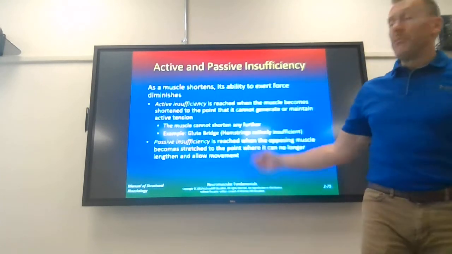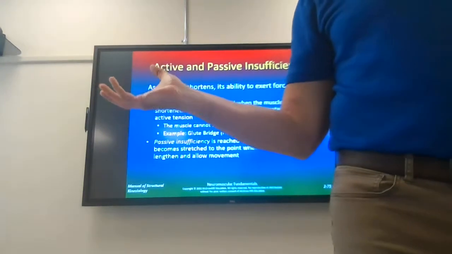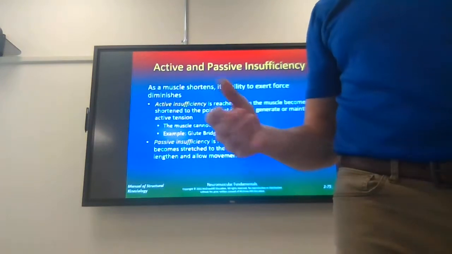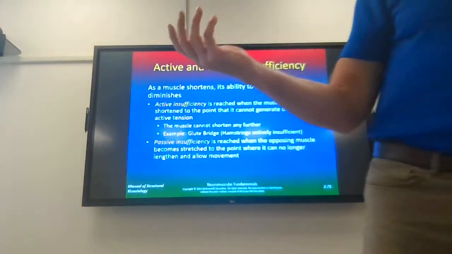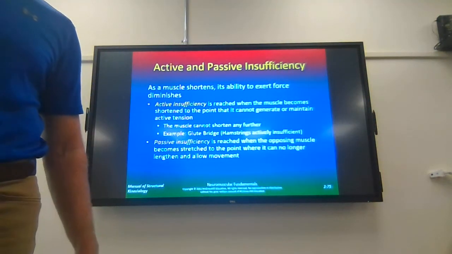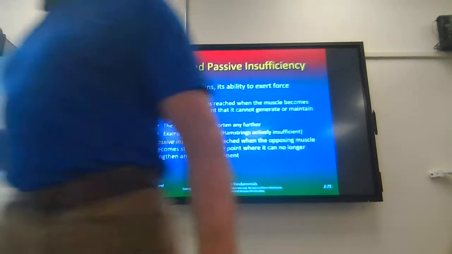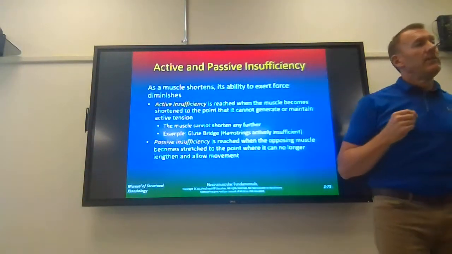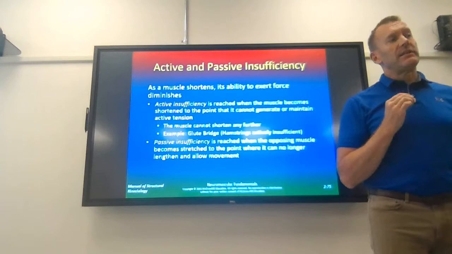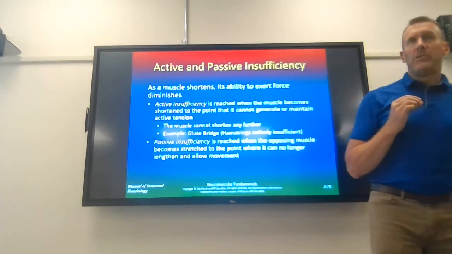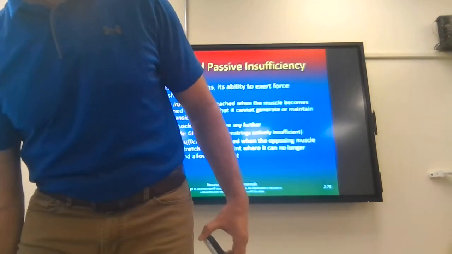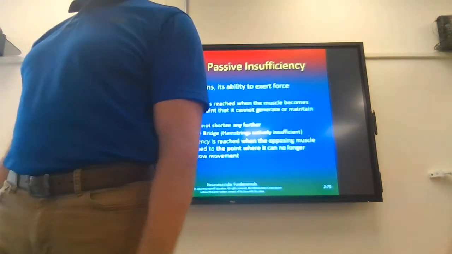Another example. How many have seen a seated calf raise machine? It has the plates loaded on the pin on the front. Why is it that the seated calf raise emphasizes the soleus? Why is the gastrocnemius kind of de-emphasized? It has to do with active insufficiency. What are the functions of the gastrocnemius? Obviously, plantar flexion at the ankle, but what is not as talked about is that the gastrocnemius is also a flexor of the knee joint.